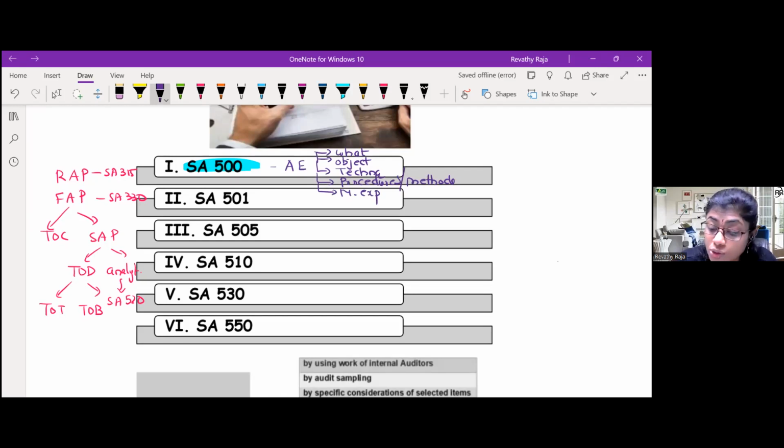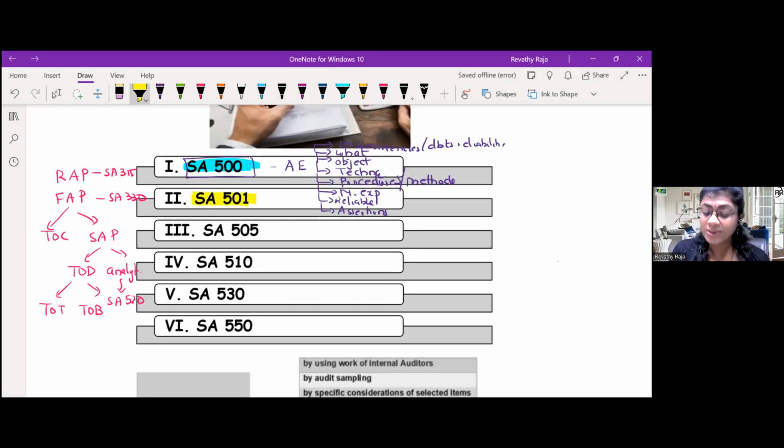Now, what to do when there are inconsistencies in evidences obtained? Inconsistencies or doubts on the reliability of evidences. Which evidence is more reliable? And even assertions are addressed in 500. So that's about SA 500 dealing with audit evidence.